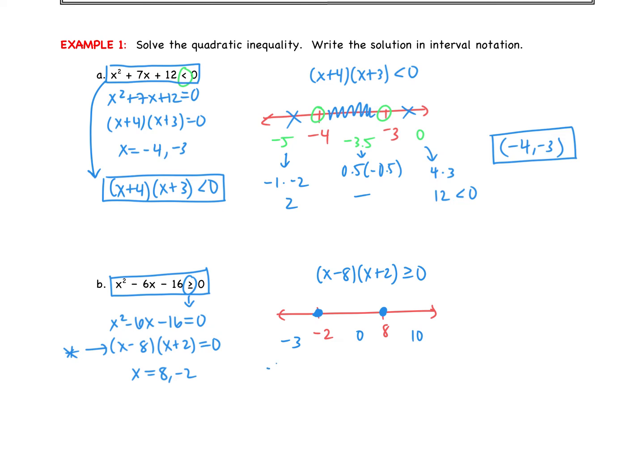Negative 3 minus 8 is negative 11. Negative 3 plus 2 is negative 1. So I get 11 is greater than or equal to 0, which is true. So this first part of our number line is part of our solution. If I plug in 0, I get negative 8 times 2, which is negative 16 is greater than or equal to 0. That's false. And then if I plug in 10, 10 minus 8 is 2. 10 plus 2 is 12. So this gives me 24 is greater than or equal to 0, which is true. So this is also part of our solution.